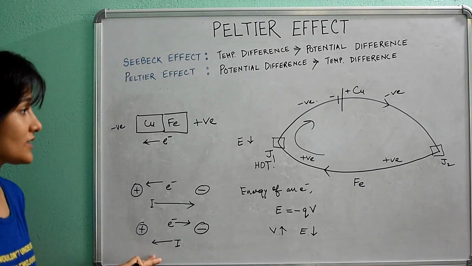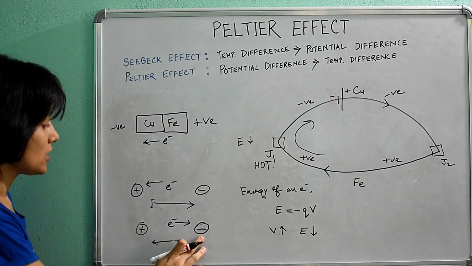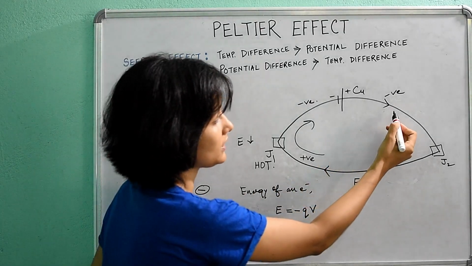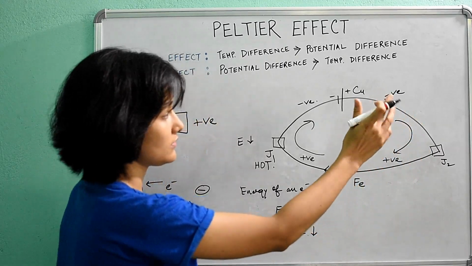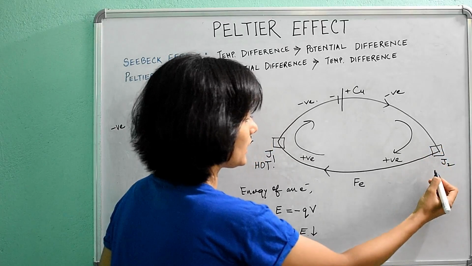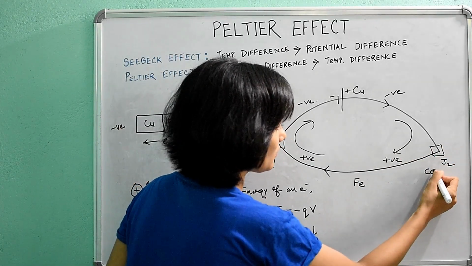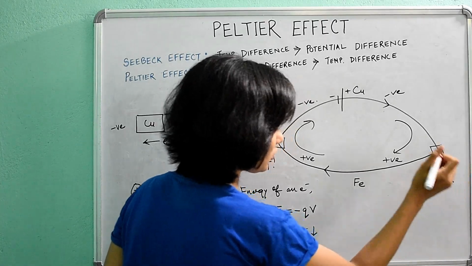So if we put this concept here in junction J2, what's happening? The current is flowing from a lower to a higher potential, from negative to positive. So in this junction J2, heat will be absorbed, so this junction will get cooled.